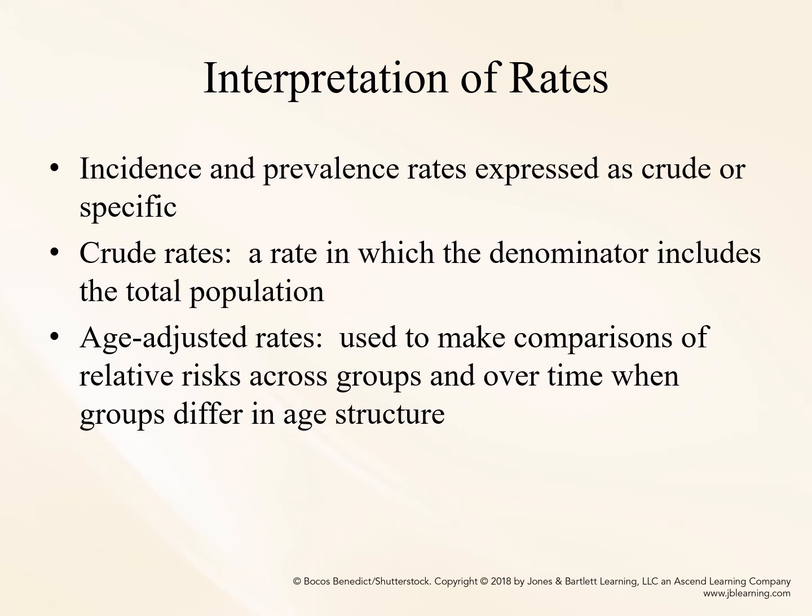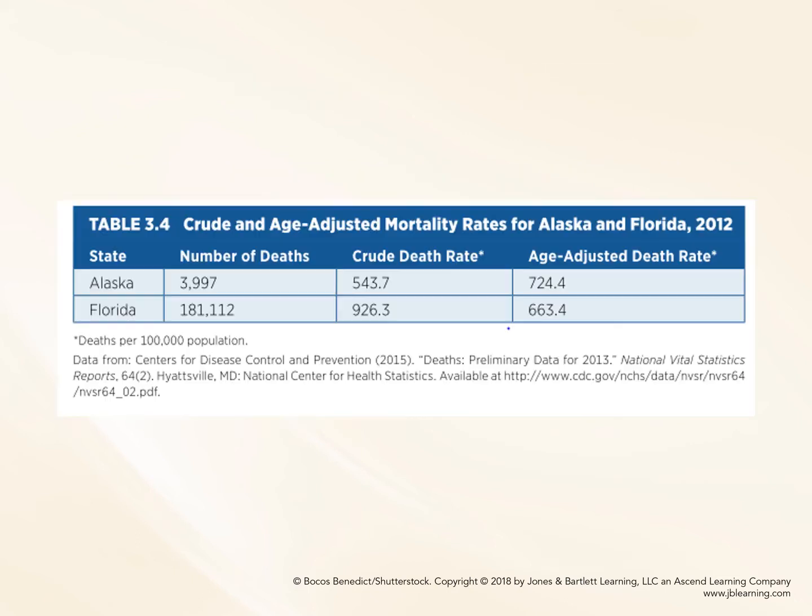However, age-adjusted rates are used to make comparisons of relative risks across groups and over time when groups differ in age structure. So there are a lot of diseases that are more prominent in elderly individuals, right? So it would make more sense to adjust the rate to reflect that outcome. So it's not very likely that you will develop dementia or Alzheimer's disease at a young age. So often these rates are age adjusted. Okay? 80% of people 70 years old have Alzheimer's, etc. That's not an accurate statistic, by the way.